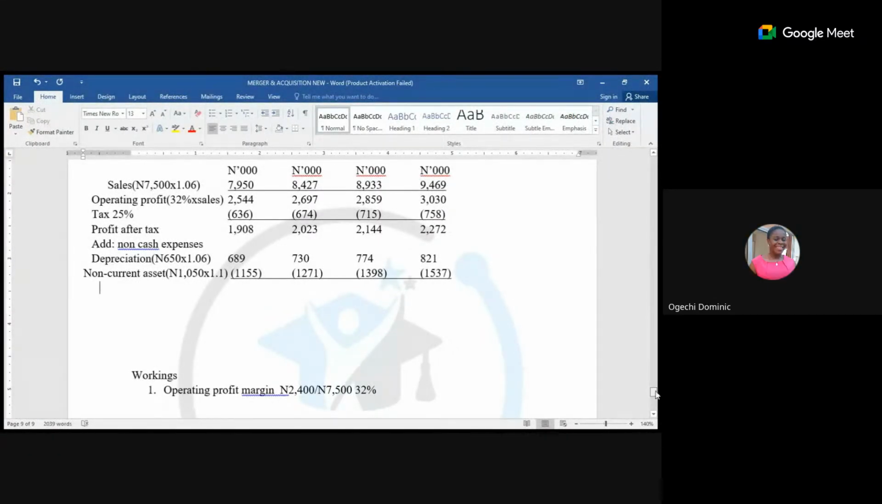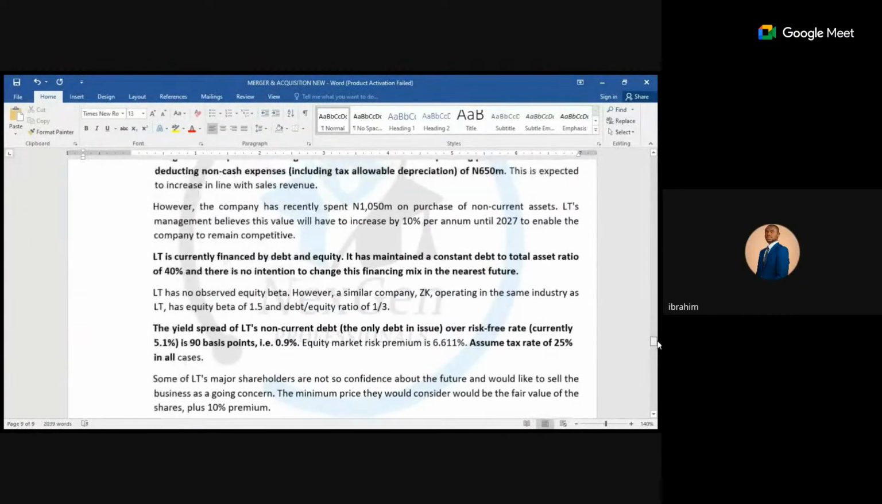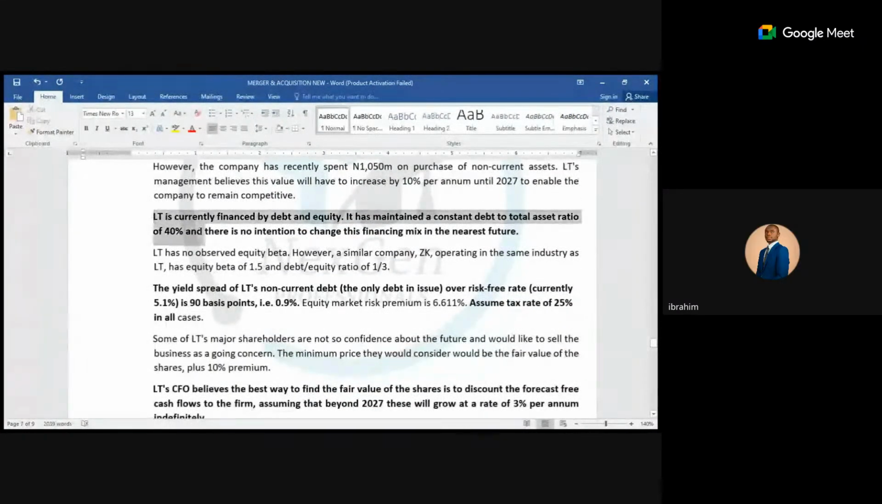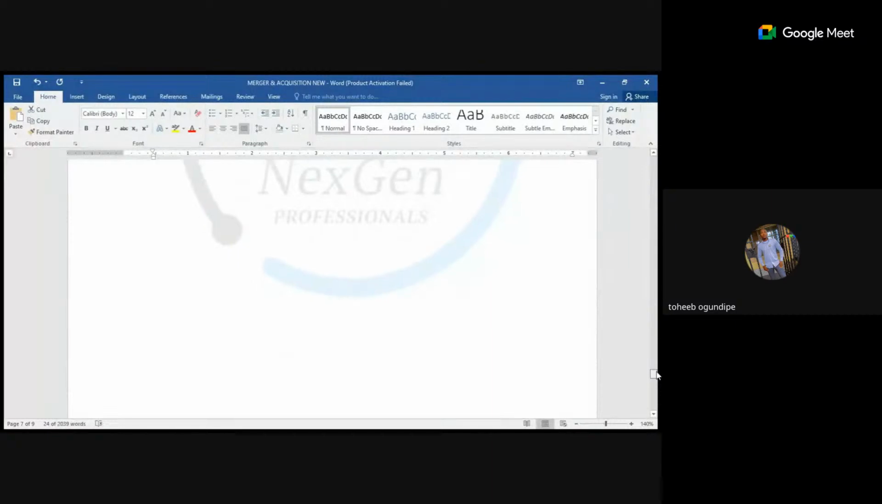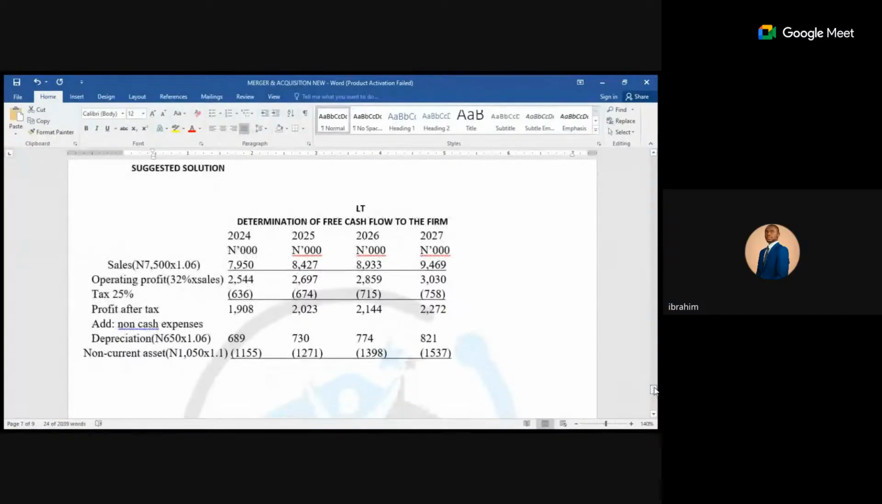For where? That one is to equity. Where is the increment of debt to? They say it is being financed by equity and debt. This is talking about the risk-free and the debts. The increase in debt is equity. It's not included in the formula for free cash flow to firm.